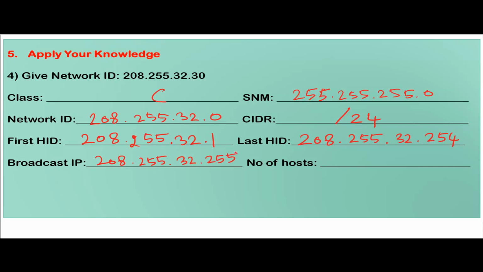So the number of hosts: how many hosts do we have here? 2 to the power of, and there is 1 octet in the host part, that means 8 bits. So 2 to the power of 8 minus 2 is equal to 254. So you can connect 254 computers. You see here, the first host is 1 and the last host is 254. So 254 computers we can connect in this particular network.